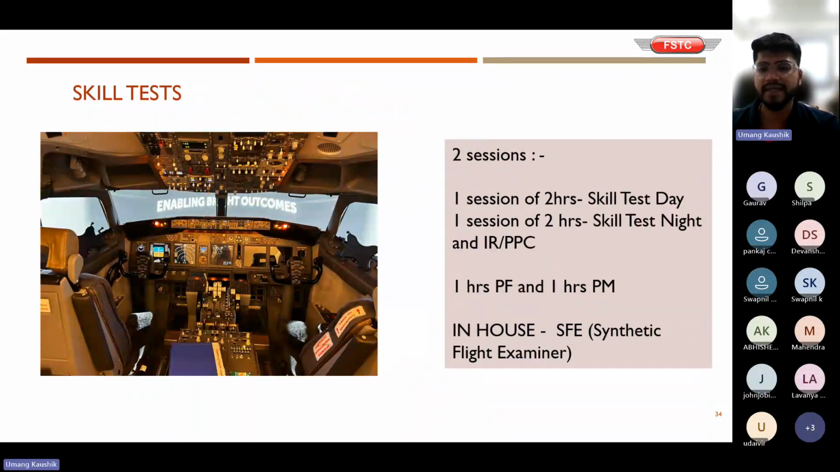Next is your skill test. Of course, one session of 2 hours each: skill test day, one session of 2 hours, skill test night, and IRPPC. Your IRPPC will also be conducted in the skill test itself. And your IRPPC will be valid for 1 year from the date of your examination, right? 1 hour of pilot flying and 1 hour of pilot monitoring. That's your skill test. So we also have in-house SFTs. You don't need to worry about that part.